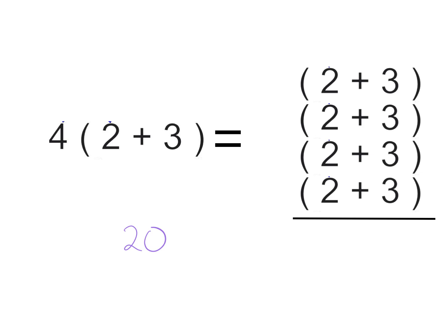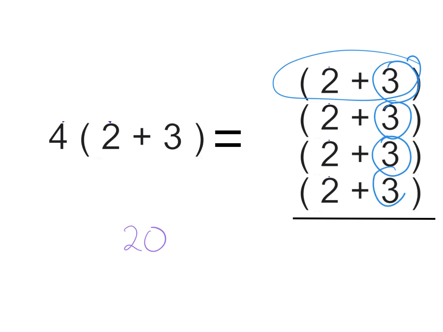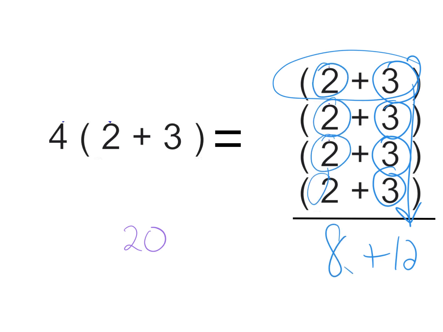So now let's go ahead and see if it works by adding up these groups of 2 plus 3. What's 3 plus 3 plus 3 plus 3? 12. What's 2 plus 2 plus 2 plus 2? 8. What's 8 plus 12? 20. So we get the same answer. That's because this really does mean 4 groups of 2 plus 3.